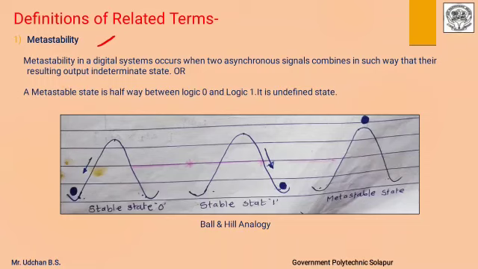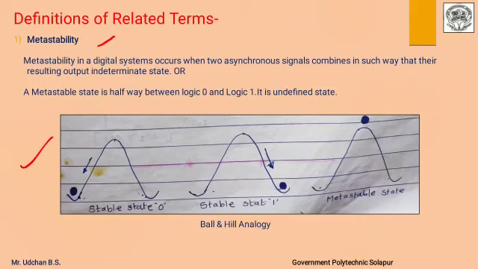The first one is metastability. Metastability in a digital system occurs when two asynchronous signals combine in such a way that their resulting output is in an indeterminate state. We cannot say the output is a 0 or a 1. In other words, the metastable state is halfway between logic 0 and logic 1, and it is in an undefined state.